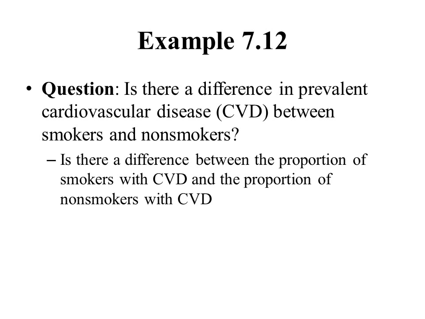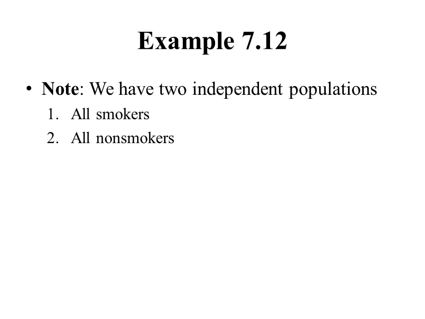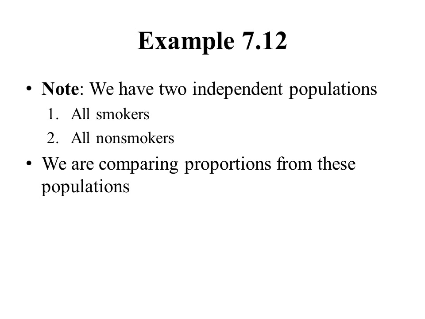Now, it might seem obvious that the answer is yes, and so that's going to be our claim, or research hypothesis, that there is a difference. And so let's make some observations here. First of all, we have two independent populations. We have all smokers and all non-smokers. And we are comparing proportions from these two populations. We want to compare the proportion of smokers with cardiovascular disease to the proportion of non-smokers with cardiovascular disease. And we're claiming that these two population proportions are not equal.